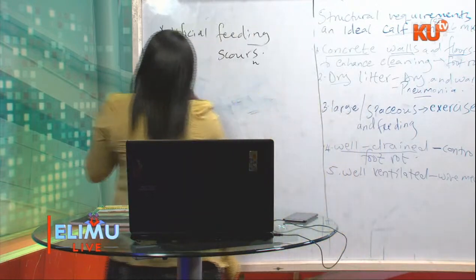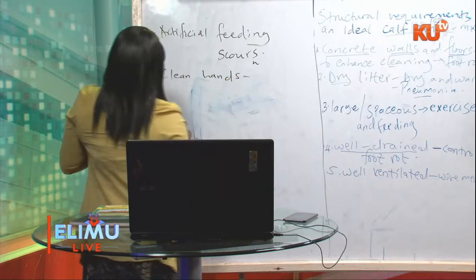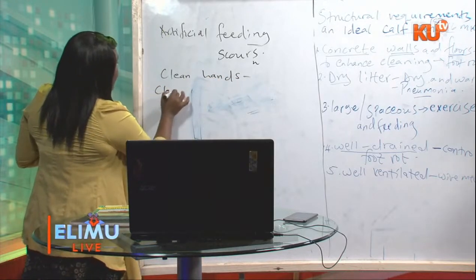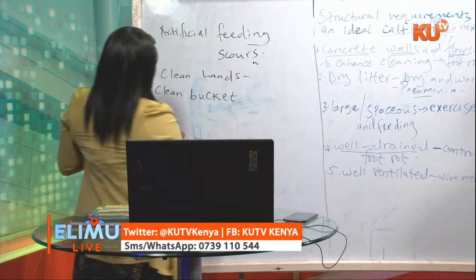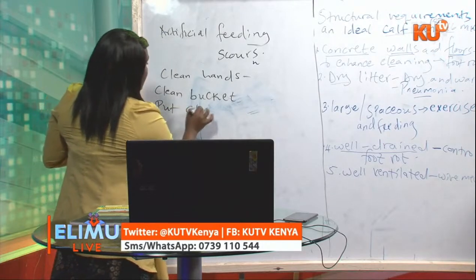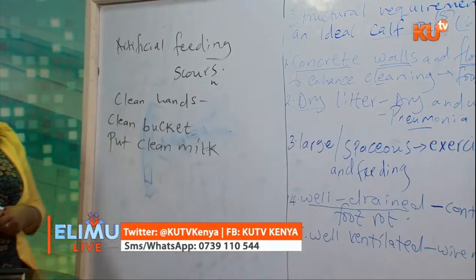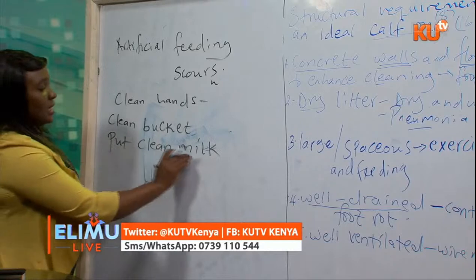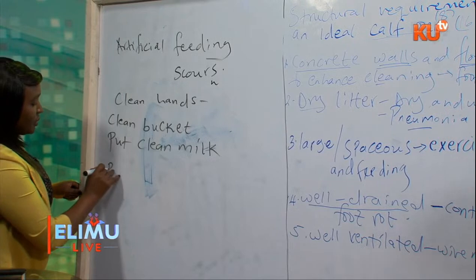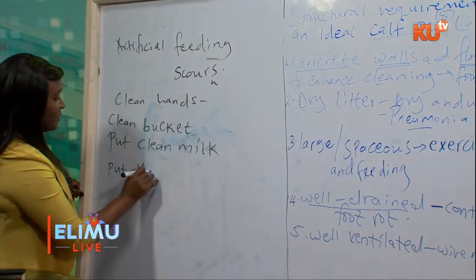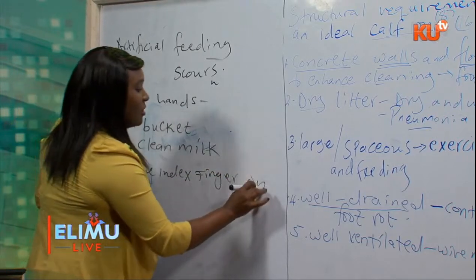So we have said you clean your hands, clean hands. We have said you clean buckets, clean the bucket. Put clean milk. Put clean milk, of course, in the clean bucket. And then after you put clean milk and, of course, the hands are clean, the next thing is you put the index finger on the milk.